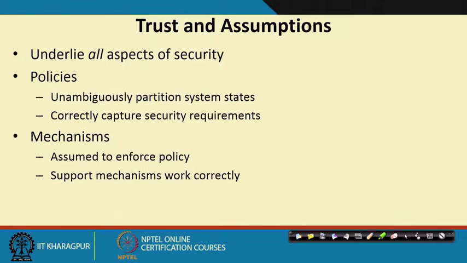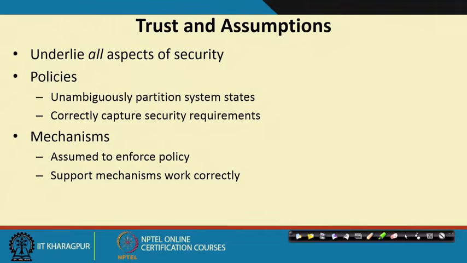Based on that, we want to formulate policies unambiguously, partitioning the system state, right. I say this is a secured state, this is a non-secured state, correctly capturing the security requirements. If I want to see the security requirements of a particular building, or say IIT Kharagpur's network infrastructure, first of all I need to know what the requirements are. Then I divide or partition them into system states: if this system goes to this state, and this state to that state, what are the security consequences?